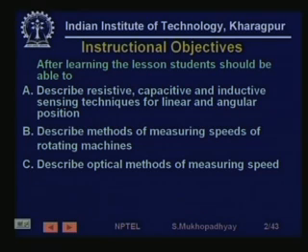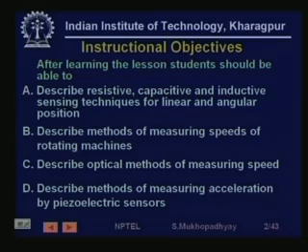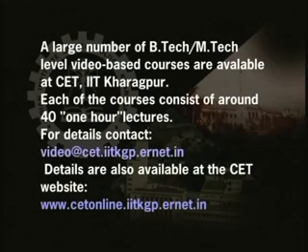We will also look at some optical methods of measuring speed. Optical methods are very good in some respects and not so good in some others, but they are a distinct class of methods. So, we will have a brief look at that, and we will also look at measurement of acceleration, which is typically done in the industrial context by piezoelectric sensors.